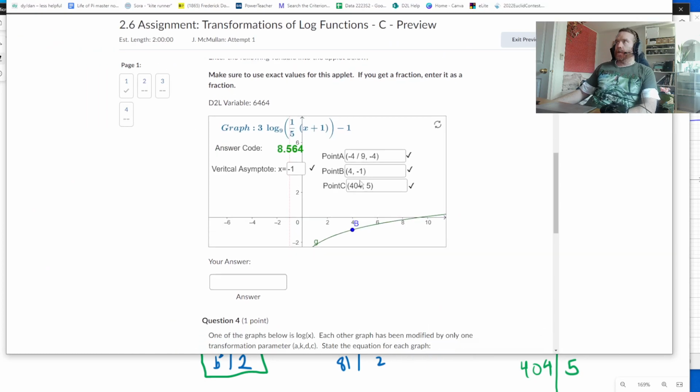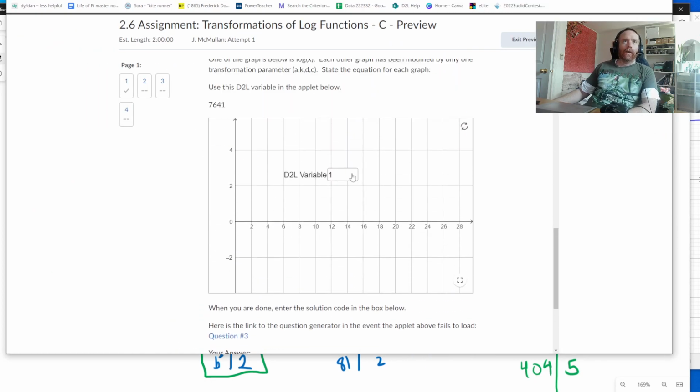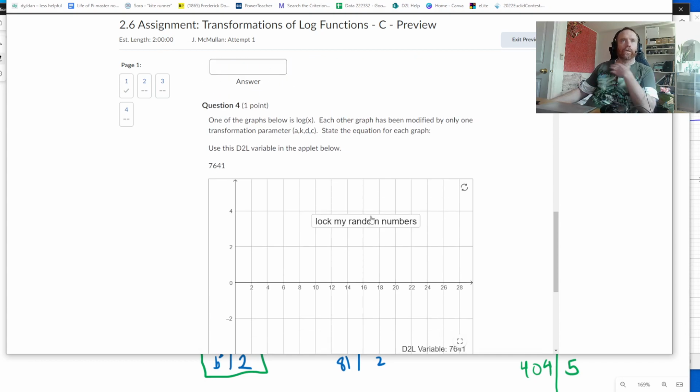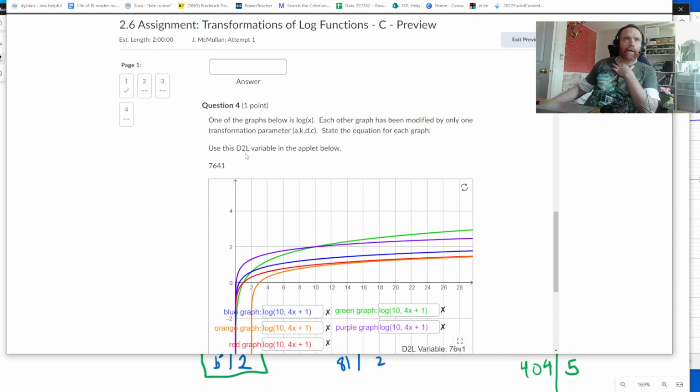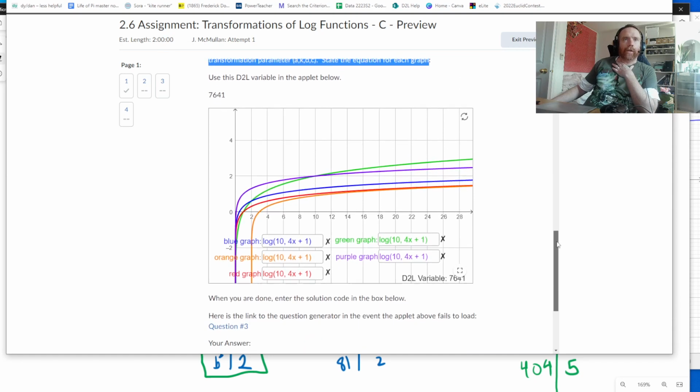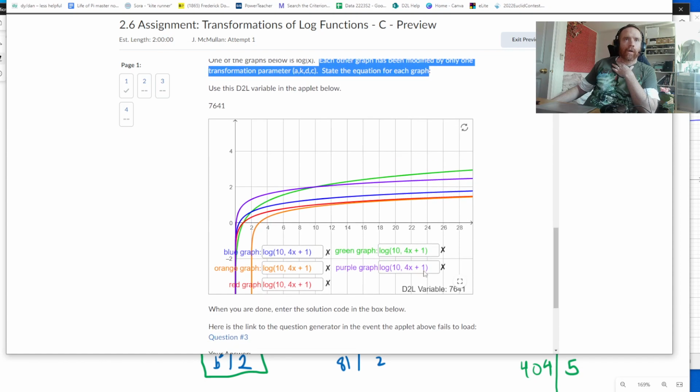Now the last question is a little bit more of a thinking one. What you do here is you lock it in, and then it says one of the graphs below is log x. Each of the other graphs has been modified by only one transformation, so either a, k, d, or c. State the equation for each. So what you're going to need to do here is figure out which one of these is the regular log x, first of all, and how could we know that? And then what would we do from there?